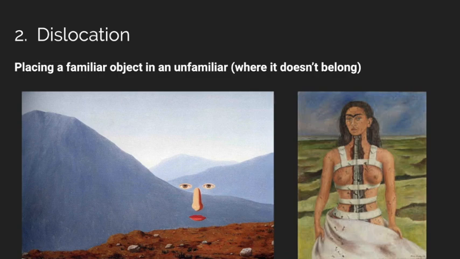Dislocation. So taking something that normally belongs in one place and putting it where it doesn't belong. So a good example would be the space in this landscape, right? It's just almost like dislocated, smacked on there like a sticker. And in this Frida Kahlo work, taking a column and putting it in place of her spine, right?